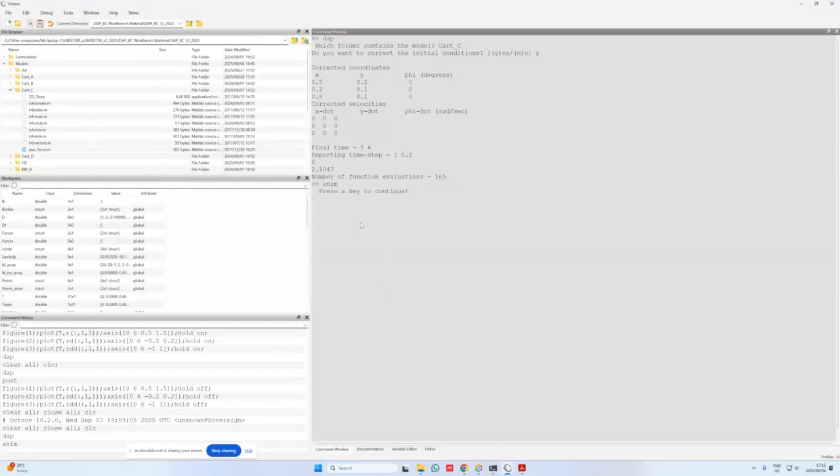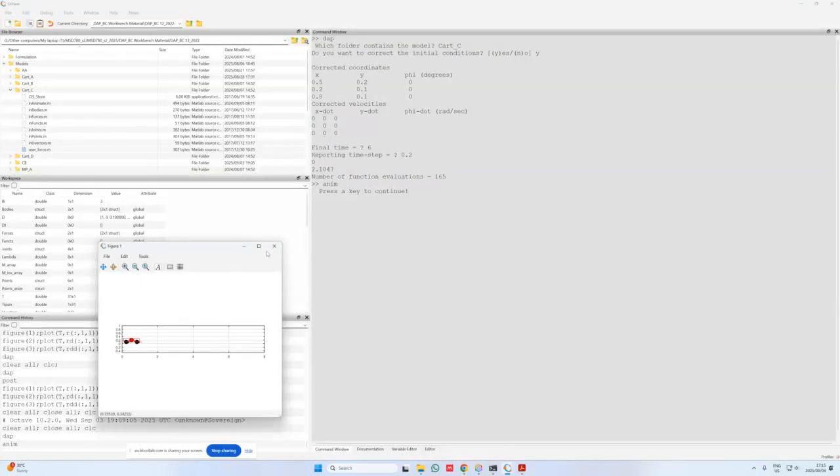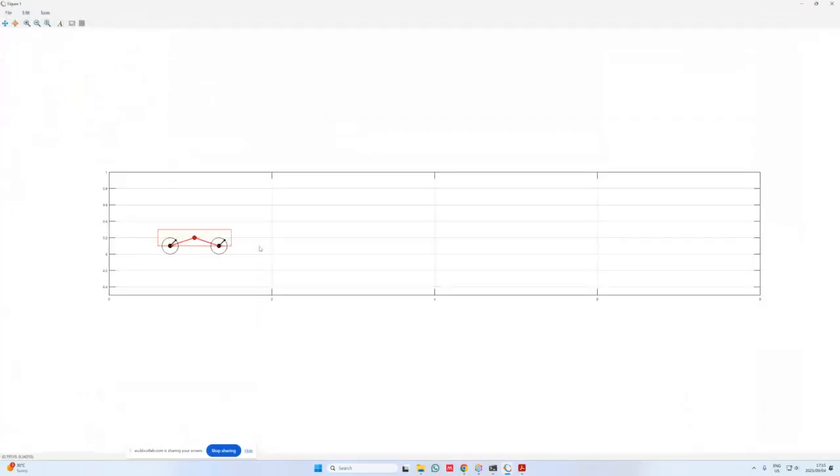Alright, so if I press a key over here in the command window, enlarge this, we can see what happens to the motion of the system. And as we expected, since we're applying a clockwise torque to the rear wheel, the cart is in fact moving from left to right.